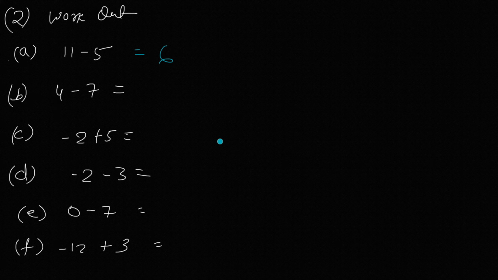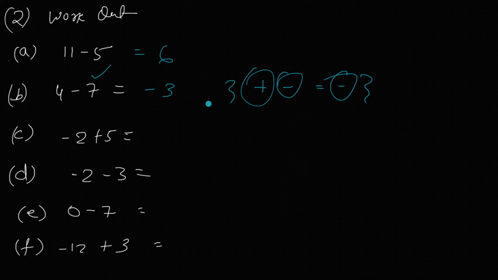Okay. So 4 minus 7 is how much? It's negative 3. You can use number line or you can use the operation, that is positive and negative will give you negative. Okay, sign will depend on the greater number. We will copy the sign of the greater number. Okay, the greater number is 7 and minus, so plus minus will give you minus.